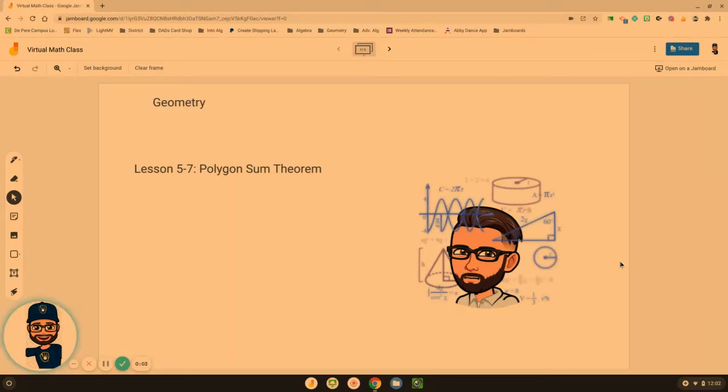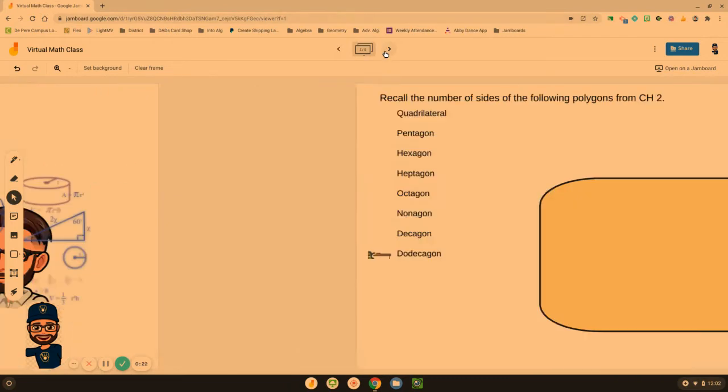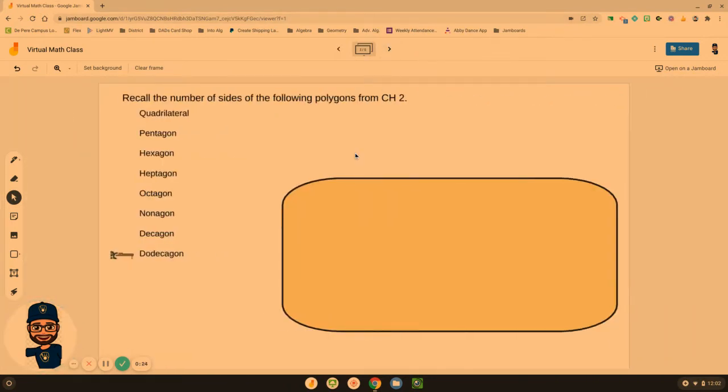Welcome back, geometry students. We are going to take one more look at lesson 5-7, the Polygon Sum Theorem. We started this with triangles, and then we expanded a little bit to finding the interior measures of other polygons that are different than triangles. I want to quickly remind you, we need to recall how many sides some of the other polygons have given their name.